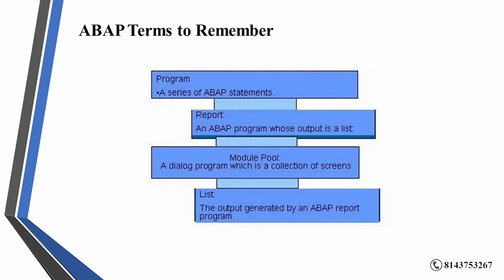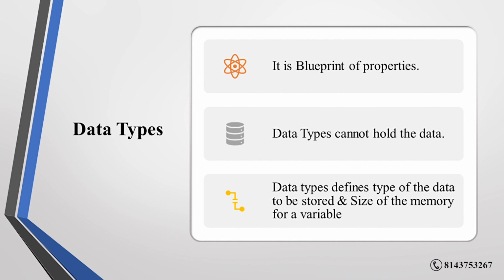For every programming language, there will be some data types. What is a data type? Why is it required? Simply we say that a data type is a blueprint of properties. That means it is a skeleton of a variable. So a data type cannot hold any data.